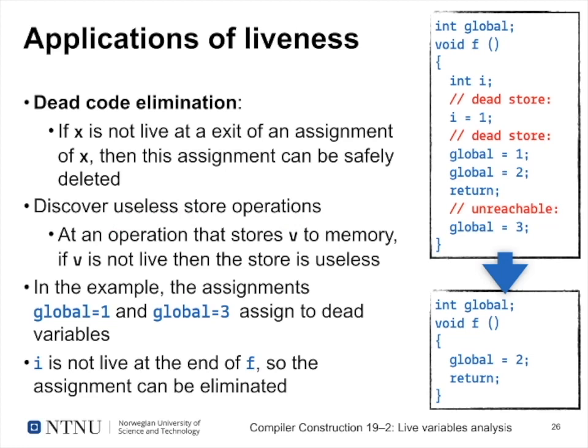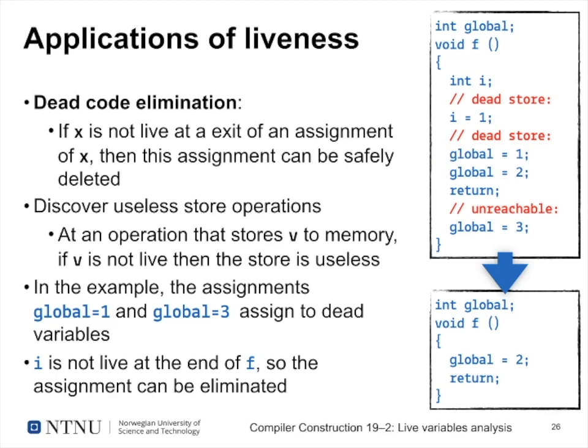So at any operation that stores v to memory, if this variable is not live, then we can skip the store. It's useless because we're not going to use the value afterwards. In our example here, we have a number of variables: a global variable called global, and a local variable called I. We're assigning 1 to global, and in the very next step we're assigning 2 to global. We're not using the intermediate value of 1 at all, so our assignment global equals 1 is just not necessary.